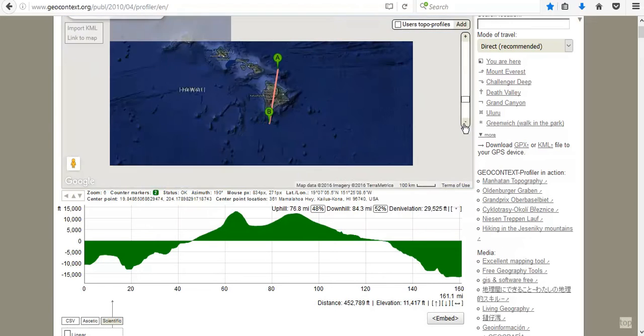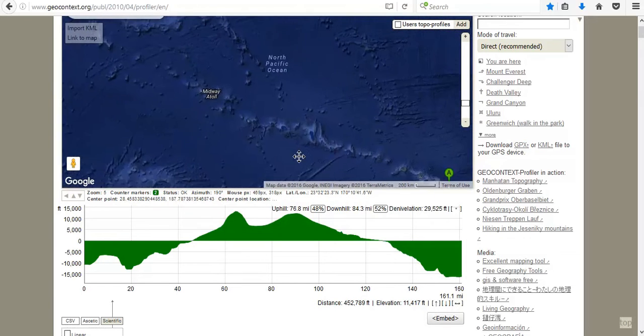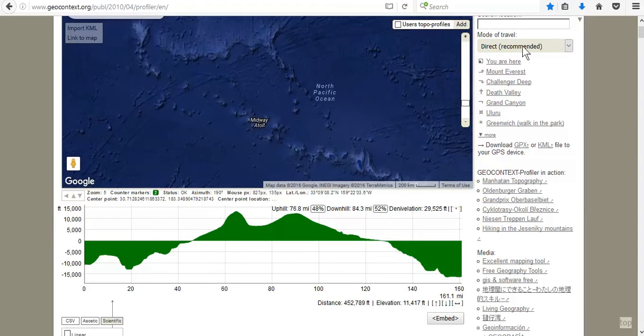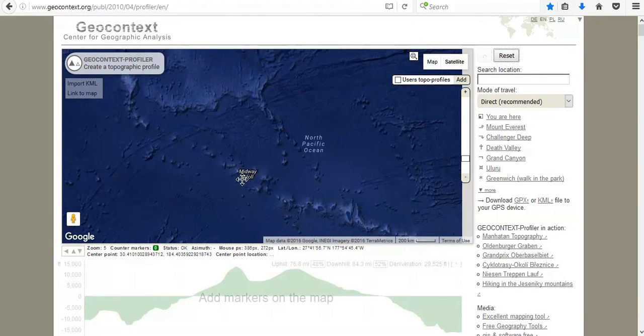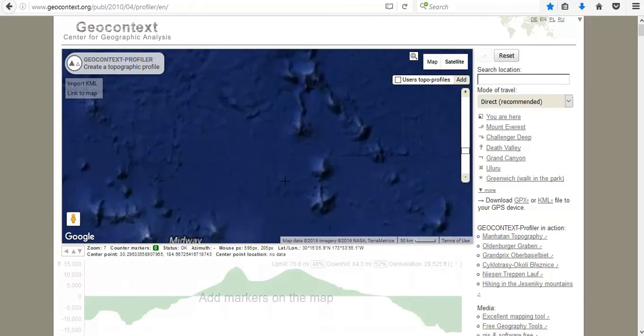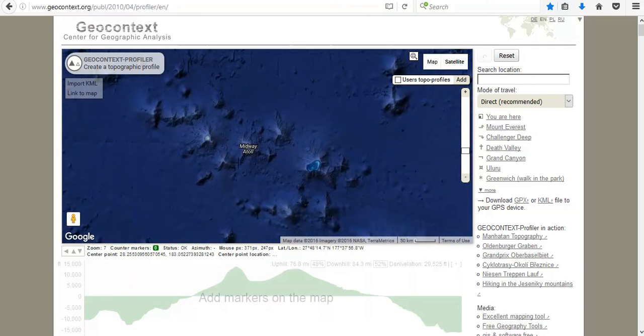Now let's go take a look at the Midway Atoll. The Midway Atoll, a different feature, is a good example of a low island. The Midway Atoll was actually formed over the same feature that is still forming the Big Island of Hawaii that I just showed you, but at the same time this one is much smaller.